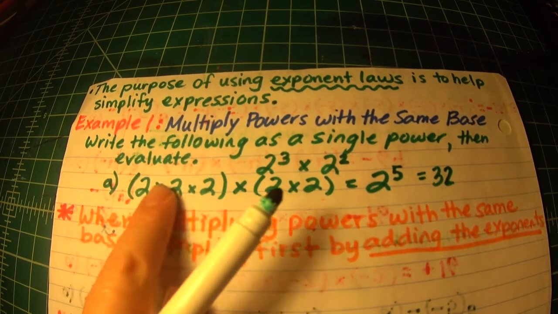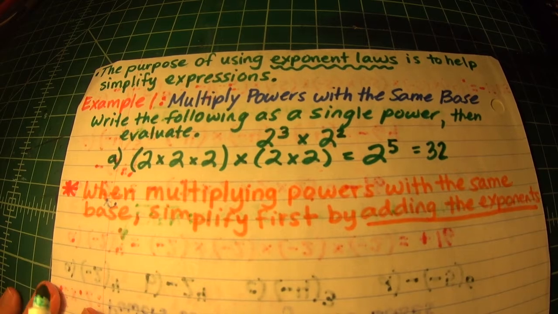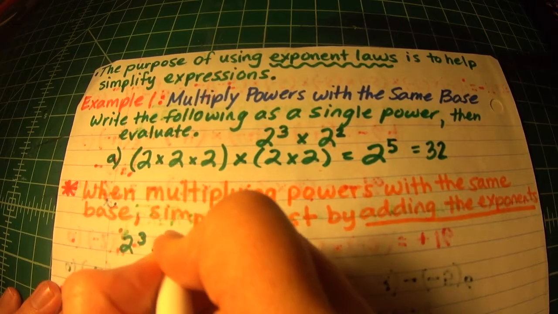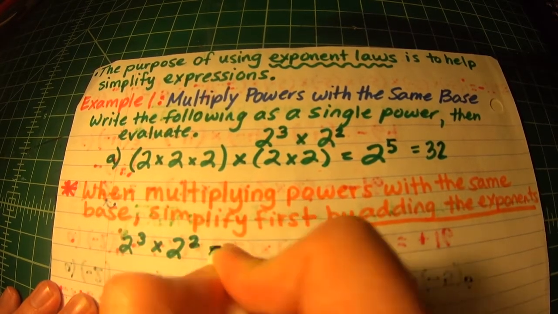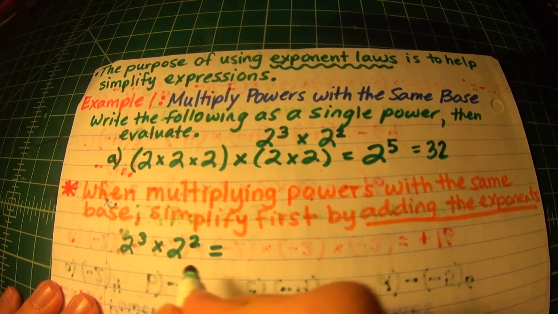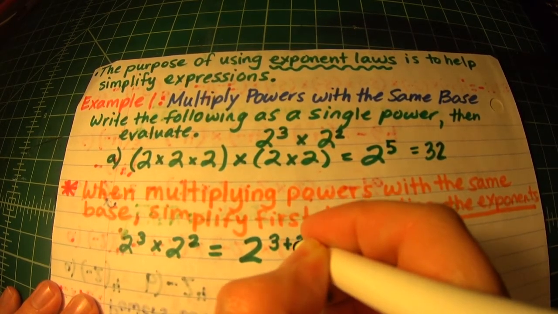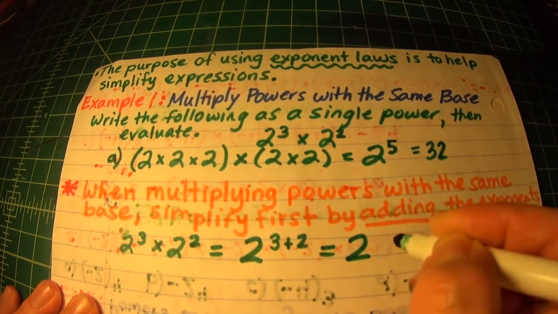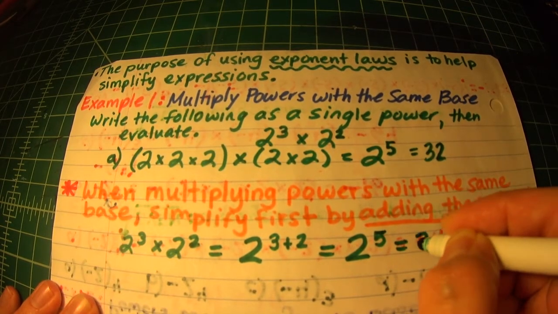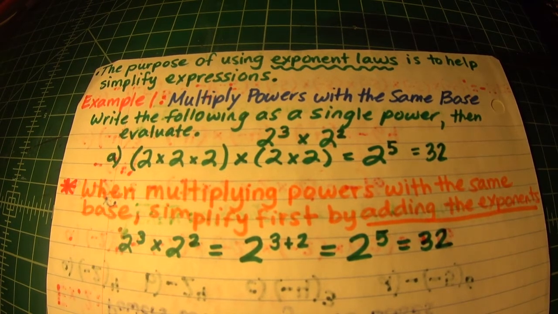So instead of doing everything that we did up here, what we could have done instead, had we known the exponent law already, is we could have looked at this: 2 exponent 3 times 2 exponent 2. We could have seen, oh, same base being multiplied. So that means that I can simply add my exponents, 3 plus 2, simplifying it down to 2 exponent 5, then pull out my calculator to get 32. So when you know your exponent laws, it just makes this a little bit quicker.